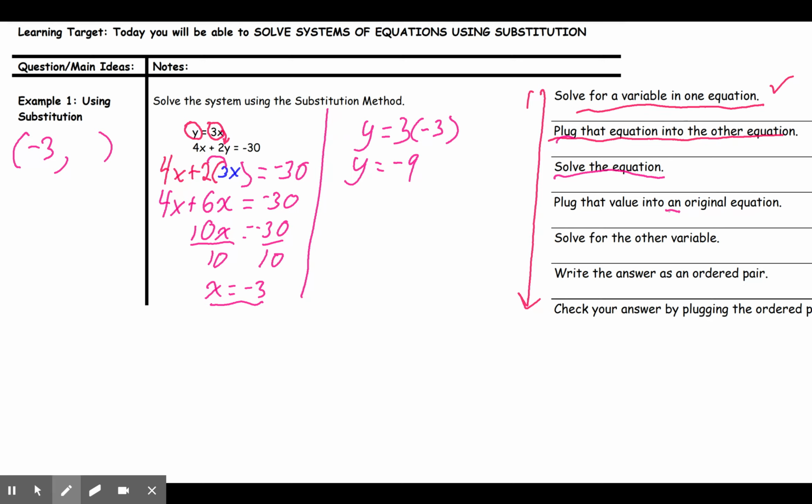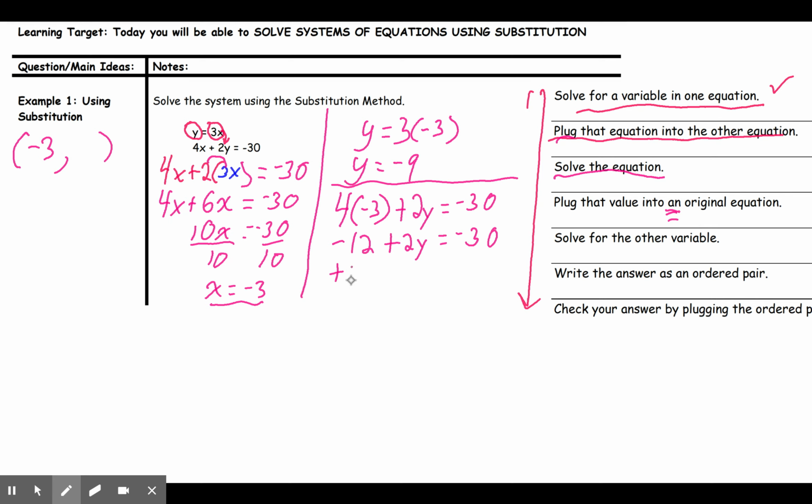But I want to go back to this idea where you can plug it into either equation. Ideally, we want to end up with the same thing. So what if I had said, just looking at the other equation, 4x, oh, not x, right? We know what that x is. We know it is a negative 3. So 4 times negative 3 plus 2y equals negative 30. Do your math before you solve for y. That's negative 12 plus 2y equals negative 30.